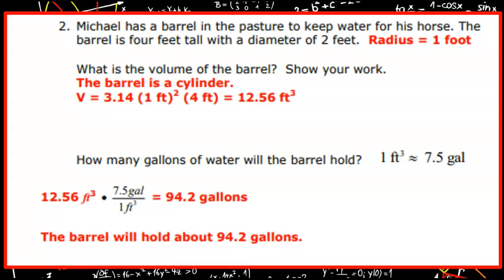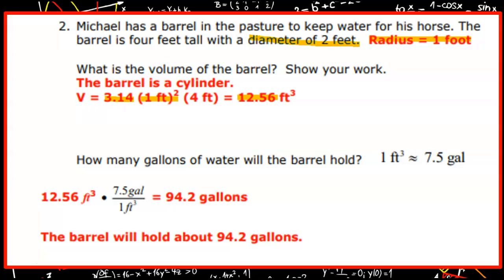All right, so the barrel is a cylinder. So again, we're using volume is equal to pi times radius squared times height. So we've got our radius, pi is 3.14. Our radius is 1 foot. It says the diameter is 2 feet. So the radius is 1 foot. So 1 squared, 1 times 1, guys, is still 1. So 3.14 times 1 times 4 is 12.56 cubic feet is the volume of the barrel.